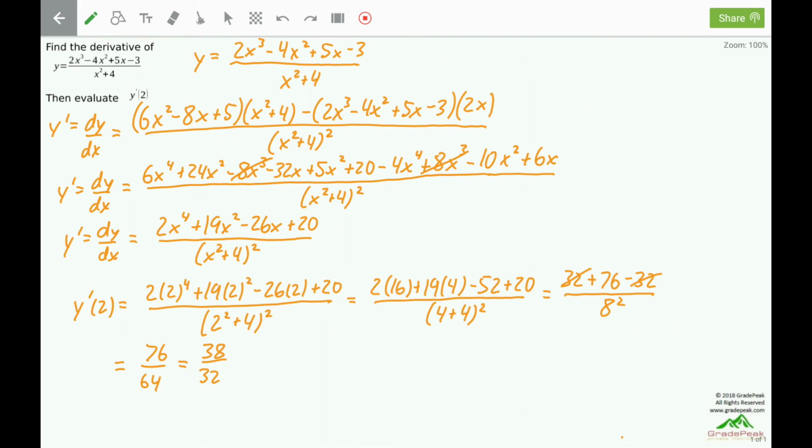Well, it turns out that they're again divisible by 2, so they must have been divisible by 4 to begin with. But we'll just take it in steps, a 2 and then another 2. Divide each of these by 2. 38 divided by 2 is 19. 32 divided by 2 is 16. And we're ending up with 19 over 16 for y prime of 2.